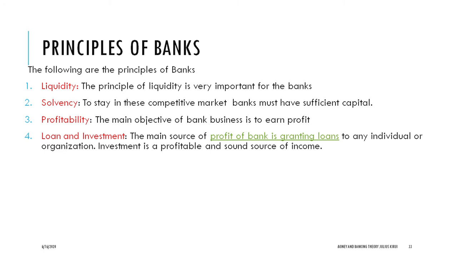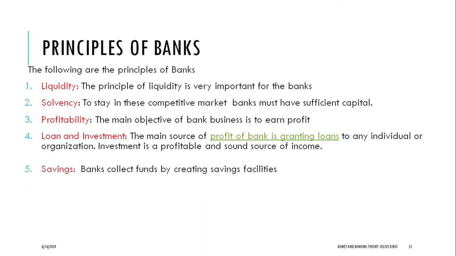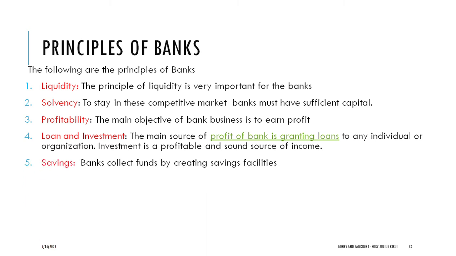Loan and investment. The main source of profit of banking is granting loans to any individual or organization. Investment is a profitable and sound source of income. So we need to have this in mind. When they receive funds from the public, their main interest is to lend these funds to the public by means of loans. The interest they get is their earning. Saving. Banks collect funds by creating a saving facility.